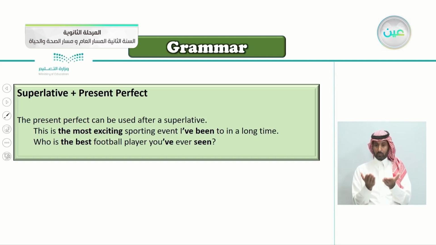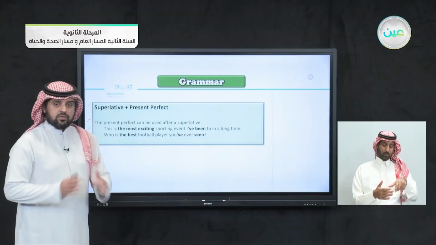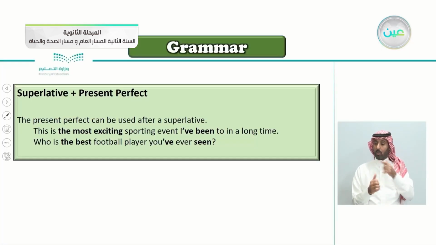We have two examples here. This is the most exciting sporting event I have been to in a long time. Or, who is the best football player you've ever seen? This is a common question. Who is the best? So the best here is the superlative. And the present perfect is you have ever seen.